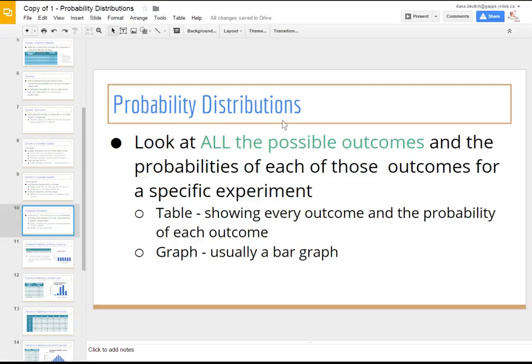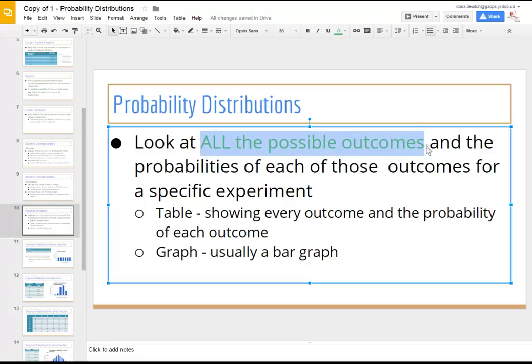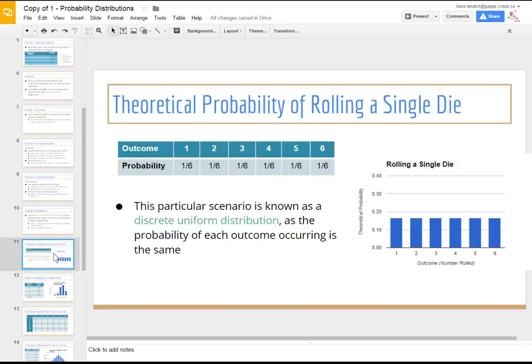So a probability distribution, as I mentioned in our Best Buy computer sales example, is where we look at all the possible outcomes for an experiment, or for a specific event. So we're looking at every single possible outcome, and the probabilities of each of those outcomes. Typically we will see probability distribution done as a table where I show every outcome and the probability of each outcome. And sometimes you will see a probability distribution done as a graph as well, and that's usually a bar graph.